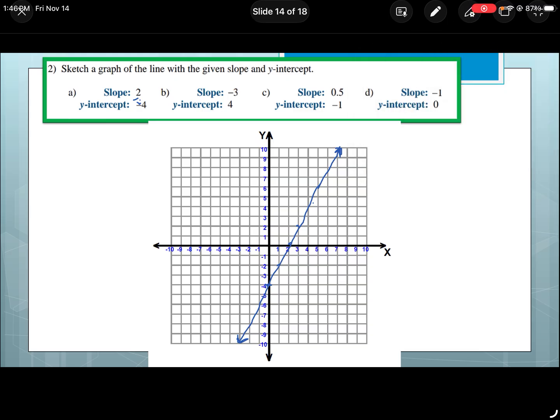For this one, y-intercept is 4, so let's put a dot on 4. It says a slope of negative 3. Remember, that is negative 3 over 1, which means for every 1 I go right, I count down 3. So I go 1 right, 1, 2, 3 down, 1 right, 1, 2, 3 down, 1 right, 1, 2, 3 down. It's going to look something like this.